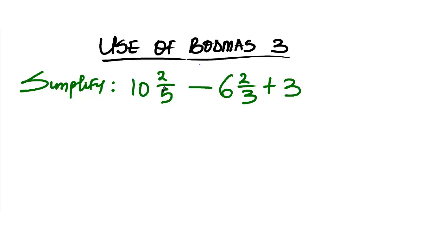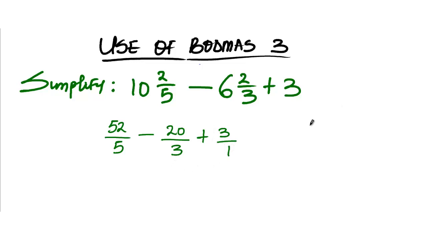So the first thing I will do here is to convert this to its improper fraction equivalent, right? So 5 times 10, that is 50. 50 plus 2, that is 52. So this is 52 divided by 5 minus 3 times 6, 18 plus 2, that is what? 20 over 3. Then plus, this is 3, so we can write it as 3 over 1.